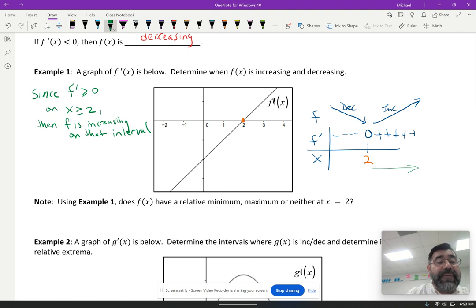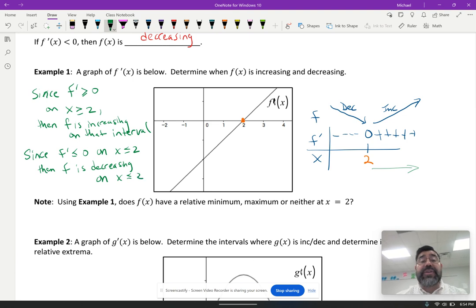Let's try it again. Let's see if we can clean up this phrasing, and see if I can also clean up my handwriting. Since f prime is less than or equal to 0, then f is decreasing on x's that are less than or equal to 2. I don't think I like that phrasing. I think I like the original one better. Since the derivative is negative on this interval, then f is decreasing on that interval, right? Maybe that's the better way to say it. Then f is decreasing on x less than or equal to 2.